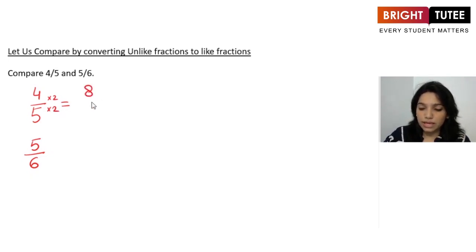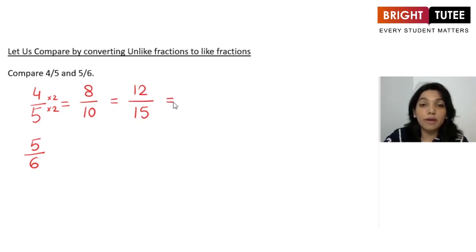So this will be 8 over 10. I'll write another equivalent fraction, multiplying 4 and 5 both by 3. So 4 times 3 is 12 and 5 times 3 is 15. Let me write another one. Let me multiply 4 and 5 by 4. So 4 times 4 is 16 and 5 times 4 is 20.